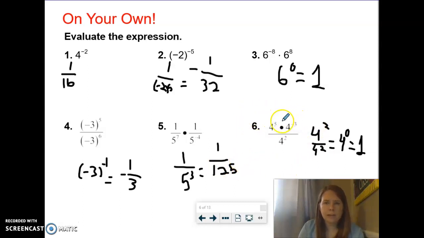Problem number 6, I did the top part first, so using your multiplication and adding your exponents. So 5 plus a negative 3 gives you 2. You have 2 on the bottom, so 4 squared divided by 4 squared is going to be 2 minus 2, which is 0. So you have 4 to the 0, which equals 1. Basically, anything divided by itself, so if you had 6 out of 6, that's also going to be 1. So the same rule kind of applies here. Okay, let's keep going now.